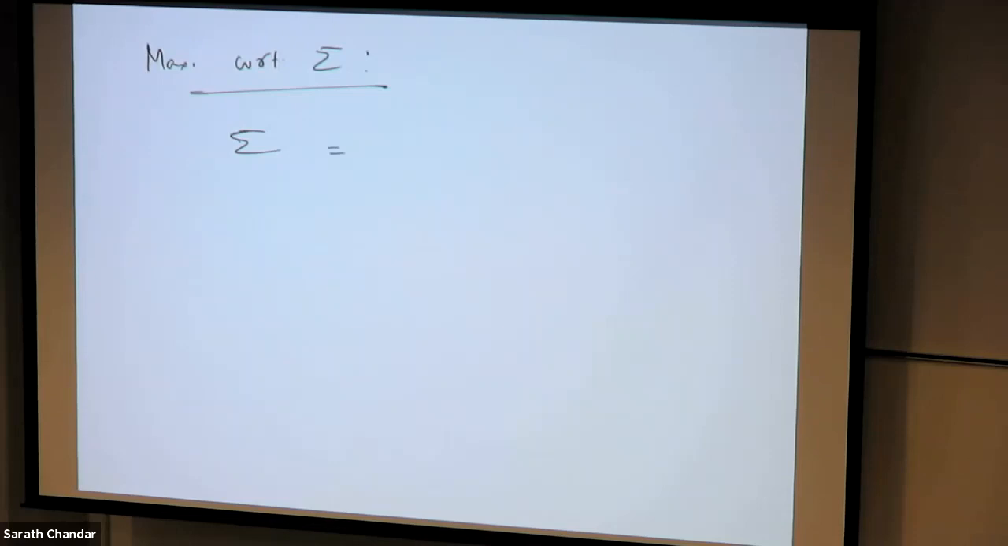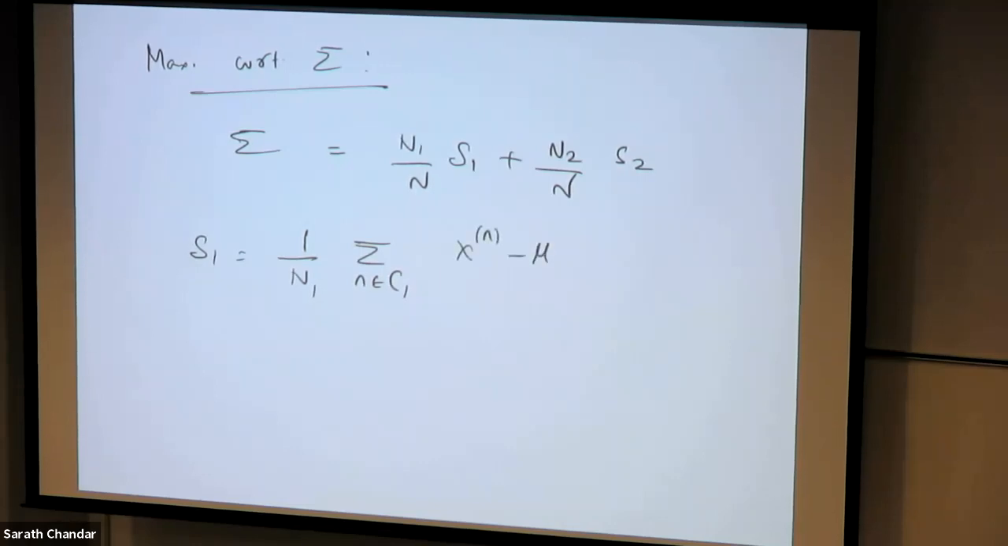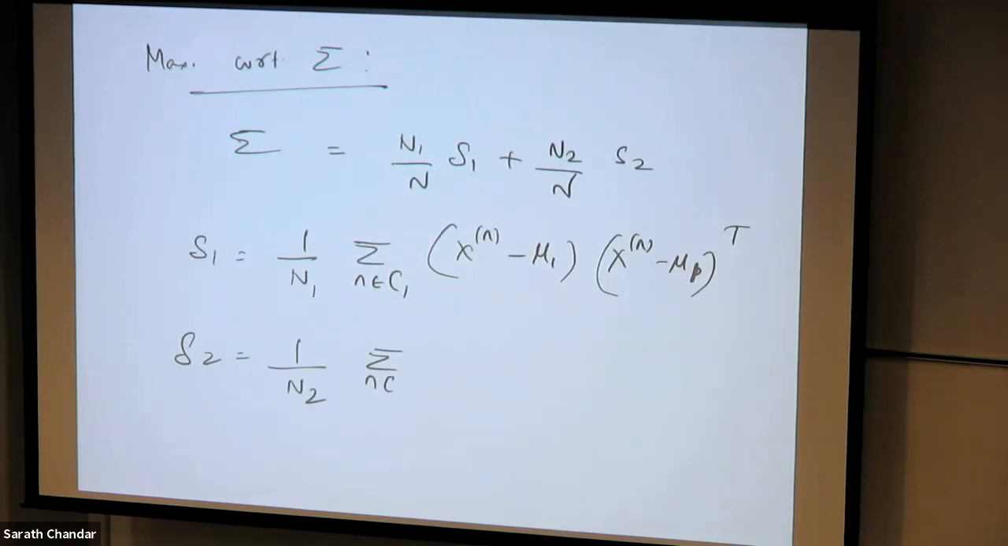So sigma is given by n1 by n times S1 plus n2 by n times S2, where S1 is just the covariance for data from class 1. It's a very intuitive answer, so you can easily trust that this is correct, but I encourage you to go and try proving it by yourself. S1 is 1 over n1 times the summation of (x_n minus mu1)(x_n minus mu1) transpose. Similarly, S2 is given by 1 over n2 times the summation over n belonging to C2 of (x_n minus mu2)(x_n minus mu2) transpose. Is that clear?